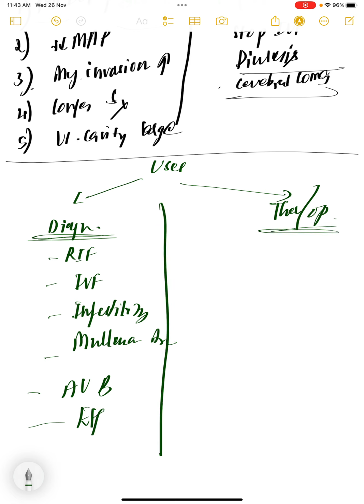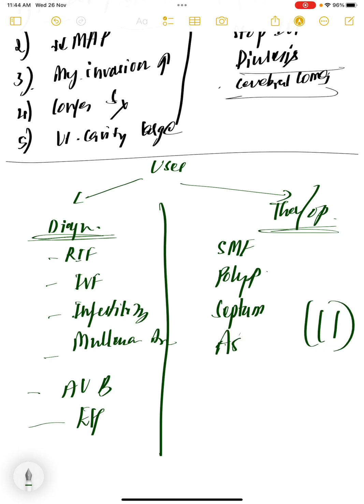So what are the therapeutic uses? You want to remove the fibroid, submucous fibroid, that is hysteroscopic myomectomy. Or I want to do polypectomy. Or I want to resect the septum, hysteroscopic septal resection. Or I want to remove the adhesions which are formed within the uterus, that is adhesiolysis, that is used in Asherman syndrome. Or the copper T which is embedded within the myometrium, that is a missing IUCD, I want to remove it. Or I want to take the endometrial biopsy.